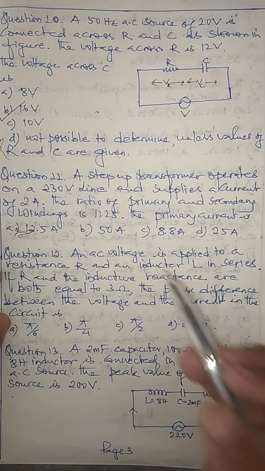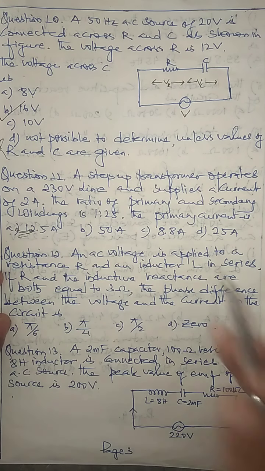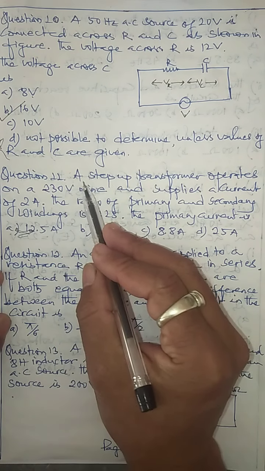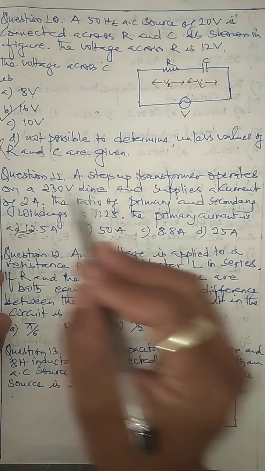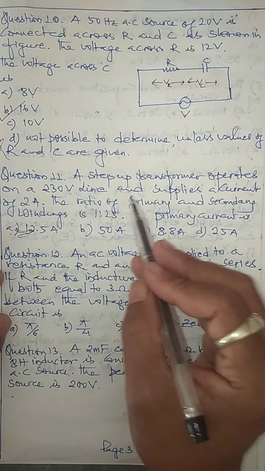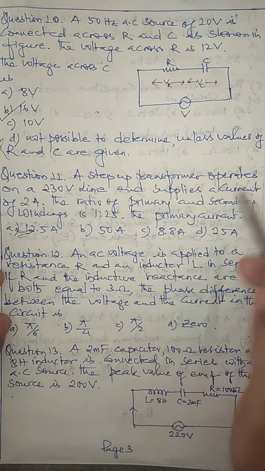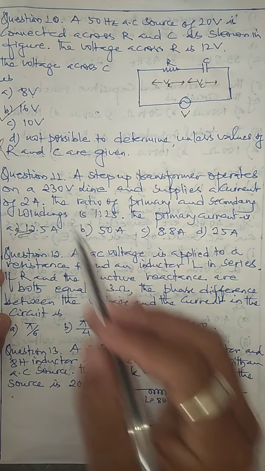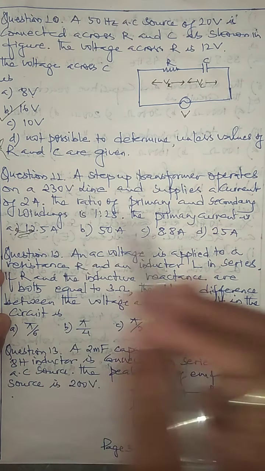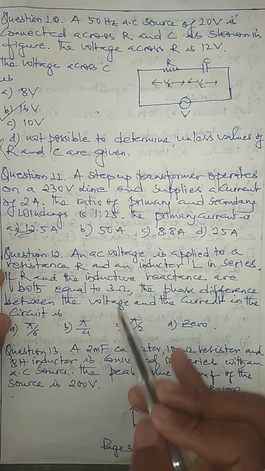Now we go to the next question, question number 11. This is also a question based on a step up transformer, one of the types of transformer. Question number 11 says that a step up transformer operates on a 230 volt line, which is the supply voltage, and supplies a current of 2 ampere. Now the ratio of primary and secondary windings, meaning turns, is 1:25.